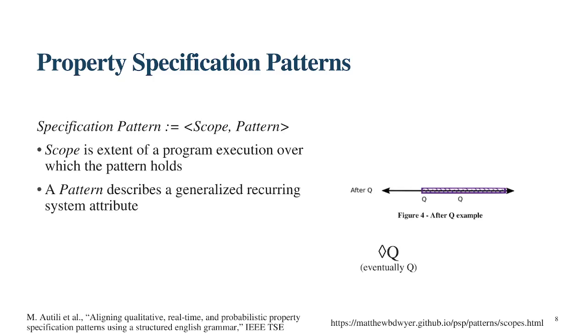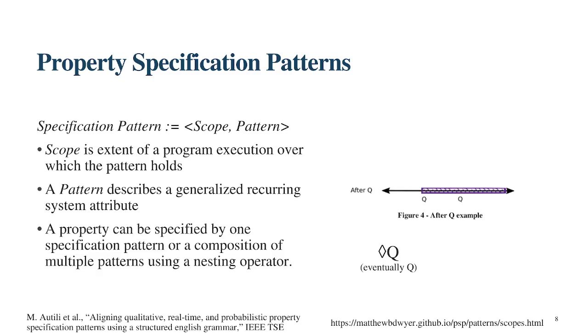An example of pattern is existence, meaning that the system attribute Q eventually holds. It is important to note that in the specification pattern system, the patterns can be composed using nesting operators, enabling a property such as always, eventually, Q holds.